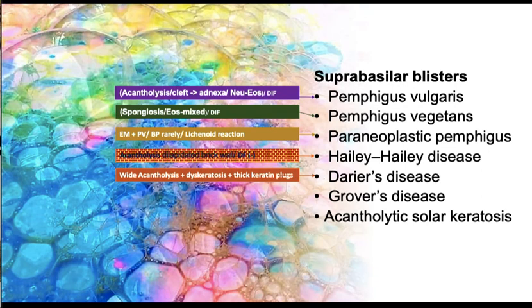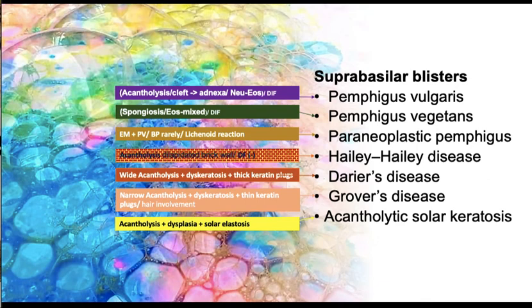We'll talk about this, and the thick keratin plugs. Grover's, the acantholysis is narrower than Darier's, also has dyskeratosis, but the keratin plugs are usually thinner than the ones that happen in Darier's, and the hair involvement in Grover's disease.